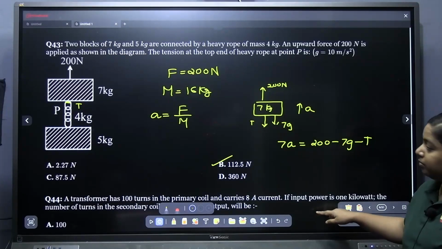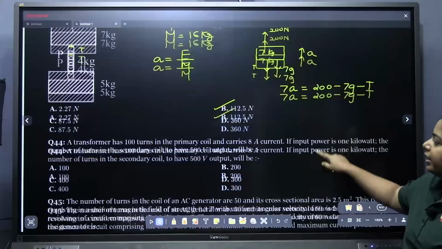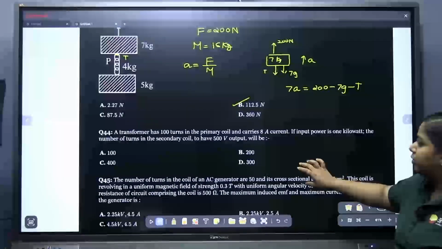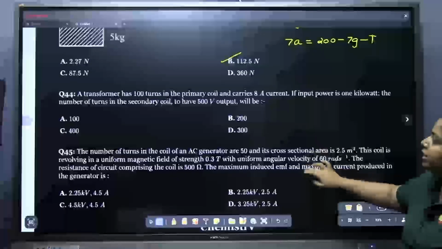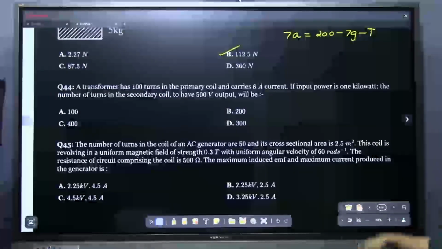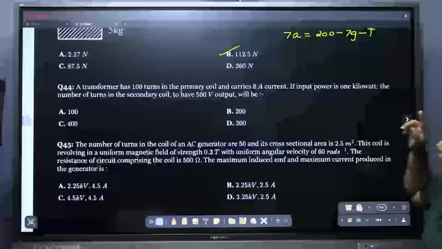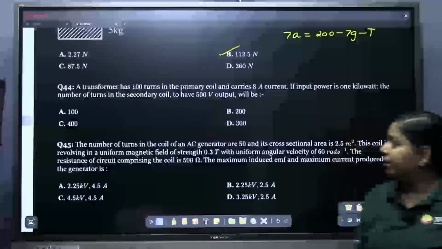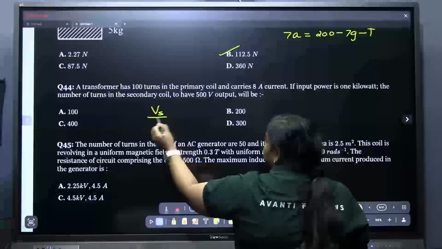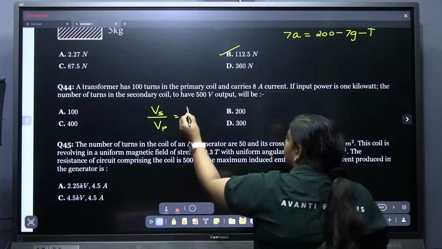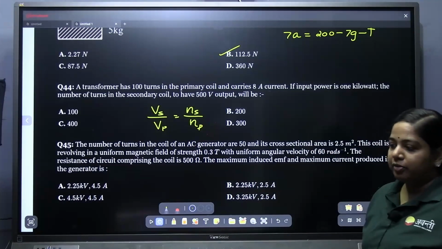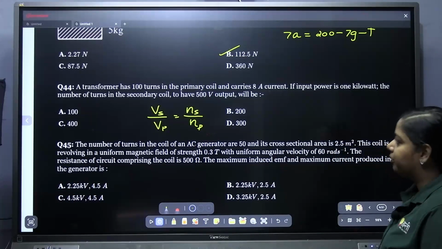Moving on. A transformer has 100 turns in the primary coil, carrying 8 ampere current. The input power is 1 kilowatt. Find the number of turns in the second coil for 500 volt output. So Vs by Vp is equal to Ns by Np. This is the formula for a transformer.